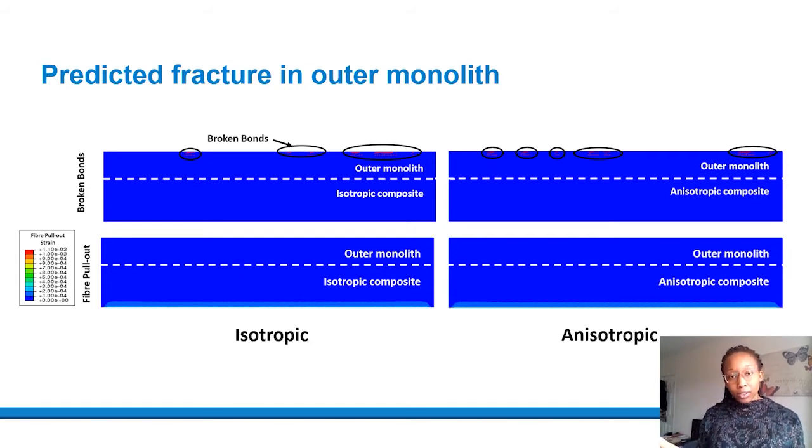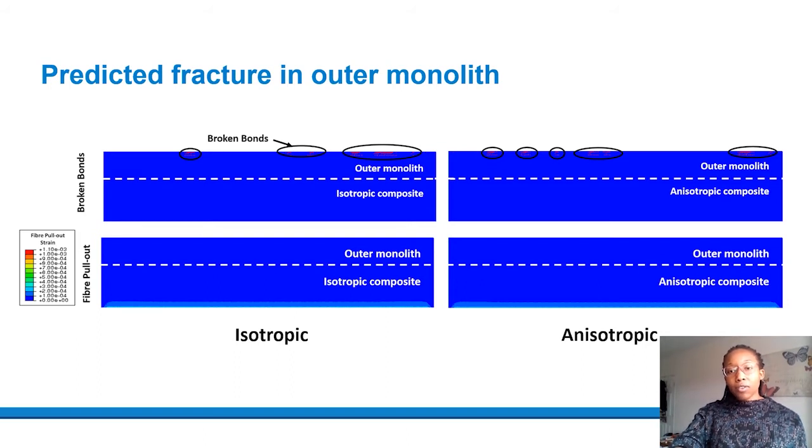Looking now at the outer monolith duplex model, we see that fracture is predicted in the outer monolith of both the isotropic and anisotropic model, with minor levels of broken bonds on the outer surface of the monolith. We see slightly more broken bonds in the anisotropic model, and we see fiber pullouts inside the composite regions of both models.